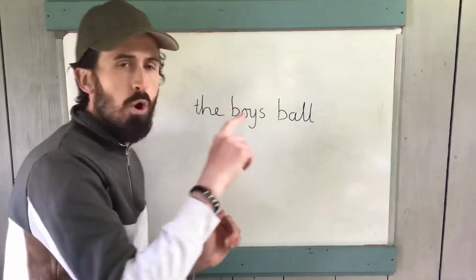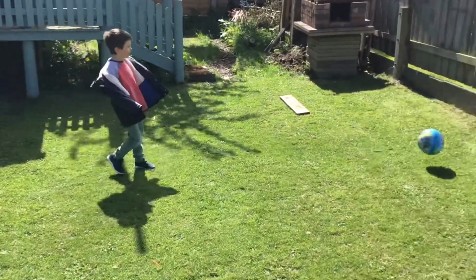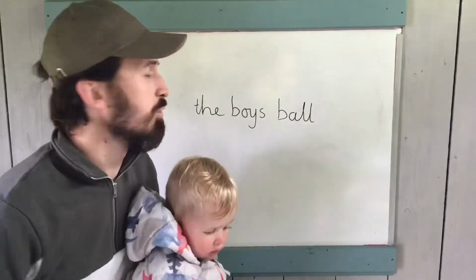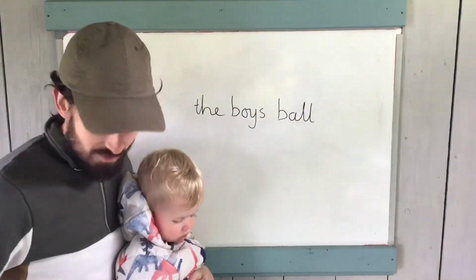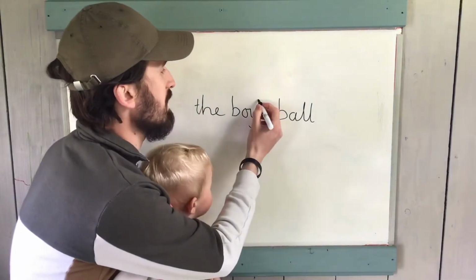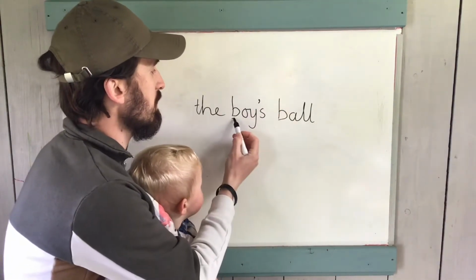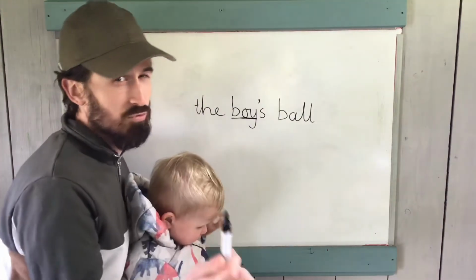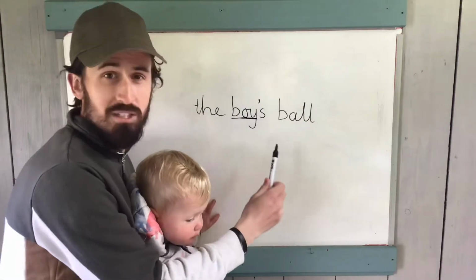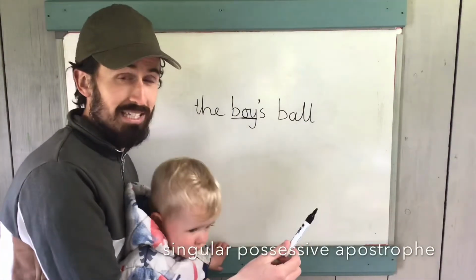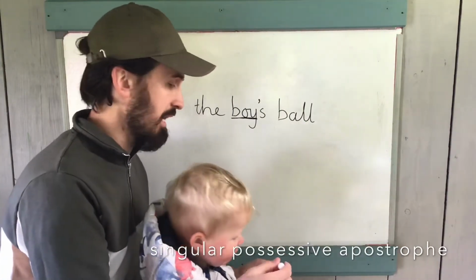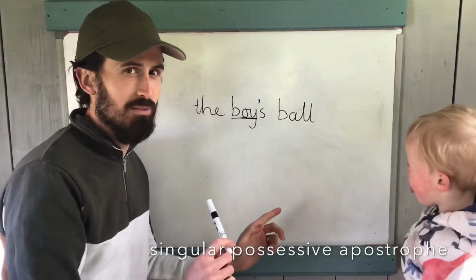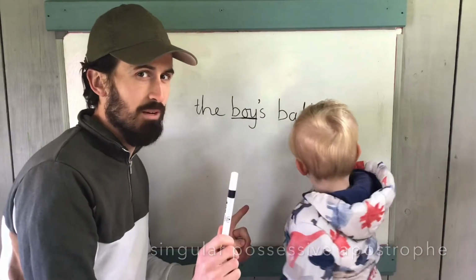So imagine that it's just one boy. So just one boy owns the ball, and therefore we will be looking at putting an apostrophe into here, right? Because we're saying that just one boy, the boy, owns the ball. Okay, this is really important as we move forward. So this is called a singular possessive apostrophe, okay? And that is one example, but let's have a look at a very similar but different further example.